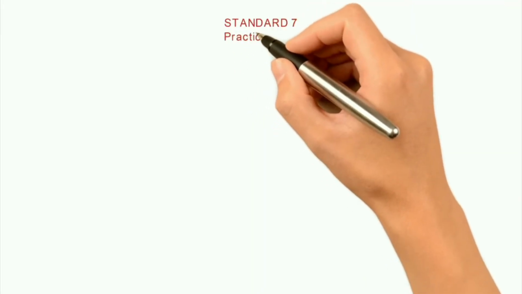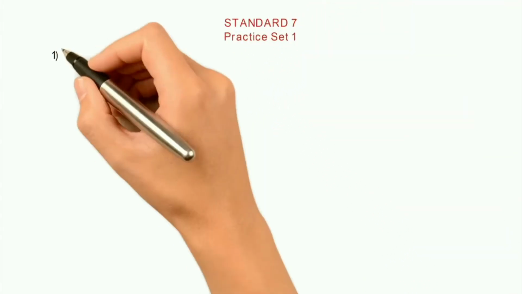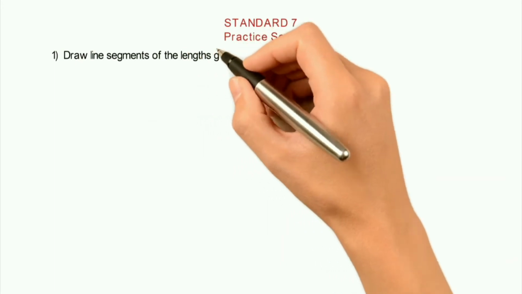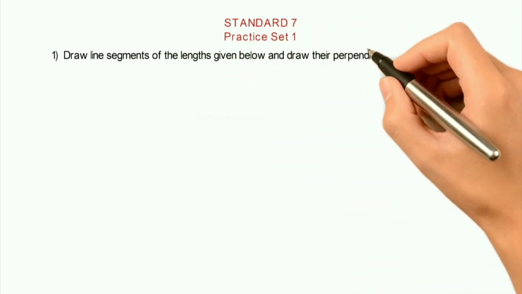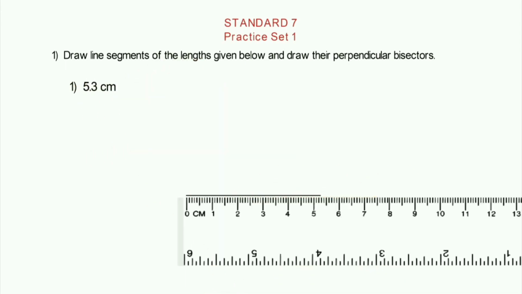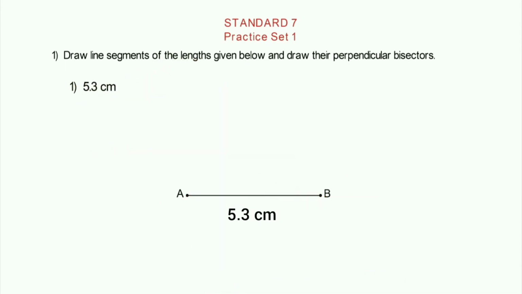Students, let's solve the practice set 1 now. Draw the line segment of the length given below and draw the perpendicular bisector. First take a ruler, draw a seg AB of 5.3 centimeters.